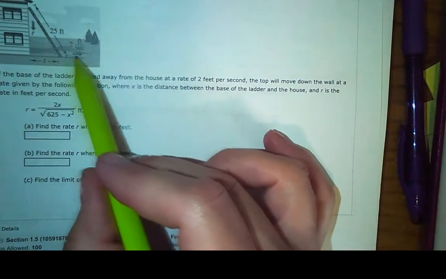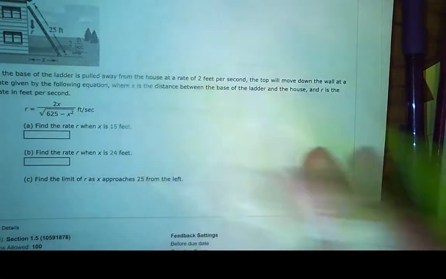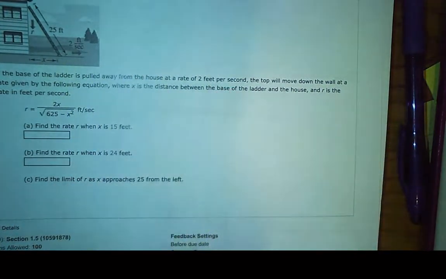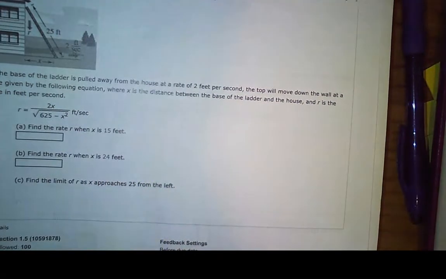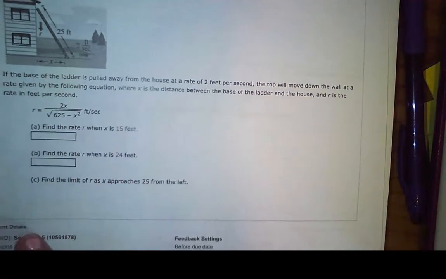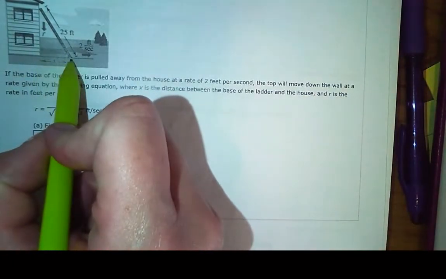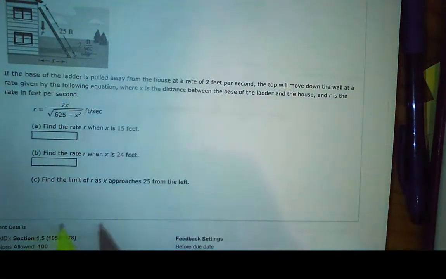So this is something mechanical. Okay, so like a winch on a tow truck, something, I don't know. All right, but that is being pulled away at 2 feet per second. The top of the ladder is going to move down the wall at a rate given by the following equation, which is down here, where x is the distance between the base of the ladder and the house, and r is the rate in feet per second. So this distance right here is going to be growing larger, and I want to know what's going to happen to the rate of the fall of the top of the ladder.